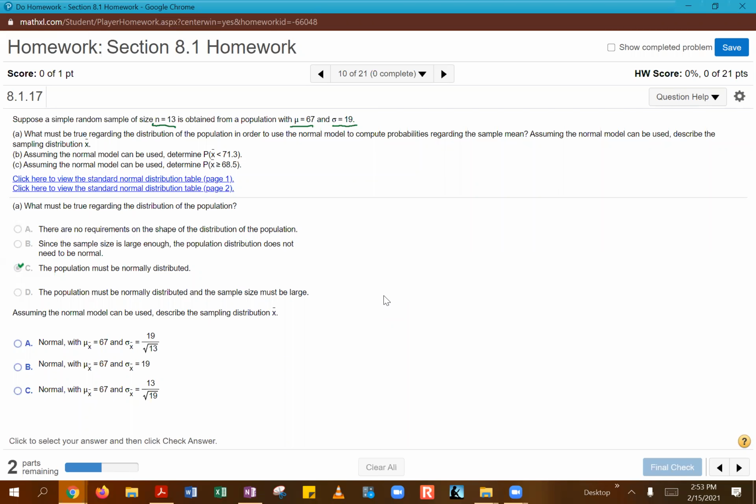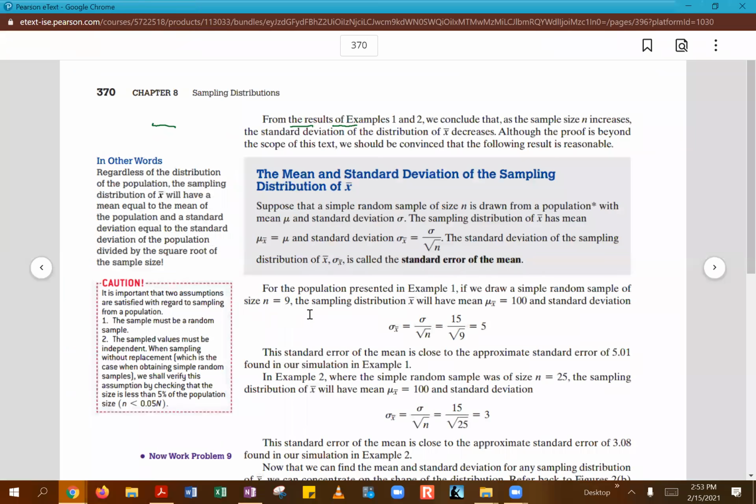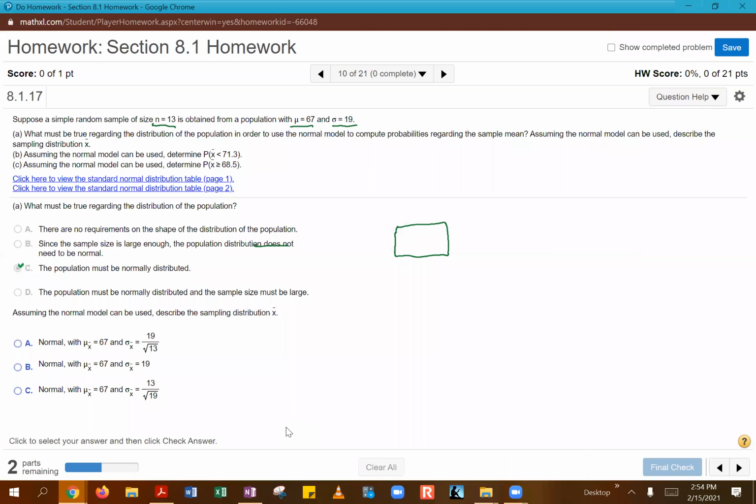Okay, now they're asking you, assuming the normal model can be used, describe the sampling distribution for X bar. So this is what I was showing you over here. You can see how you have the sampling mean equal to the population mean. And of course, like I was showing you again, the standard deviation is the standard deviation for the population divided by square root of n. So if you keep those in mind, you should be able to come up with these two options.